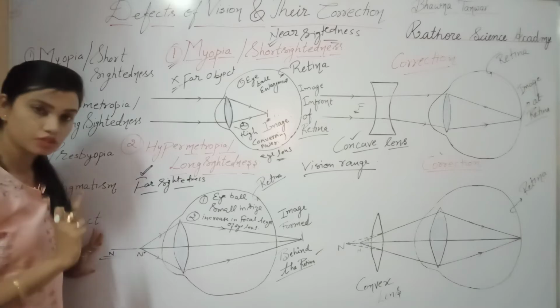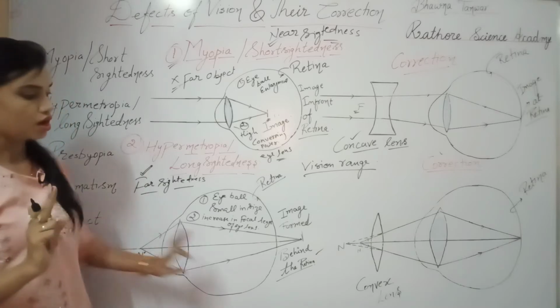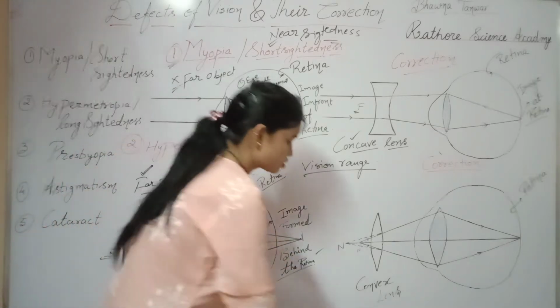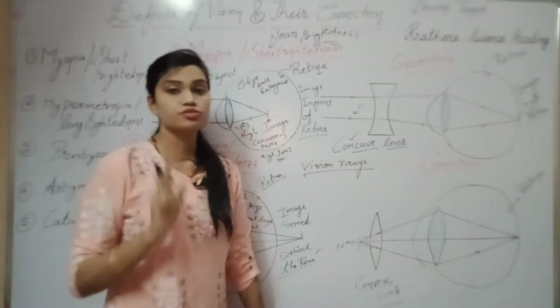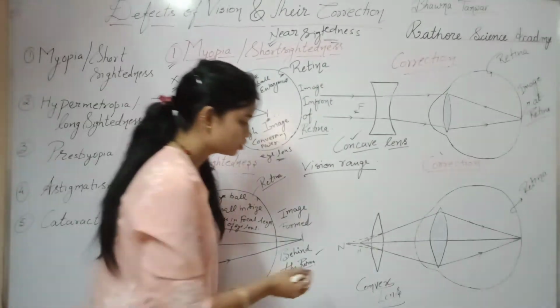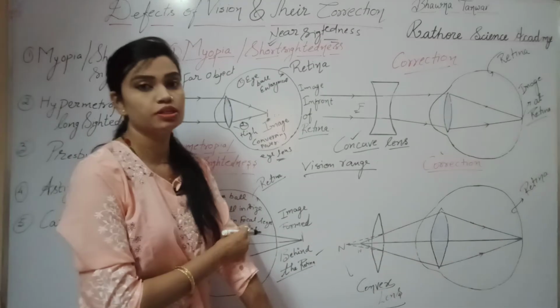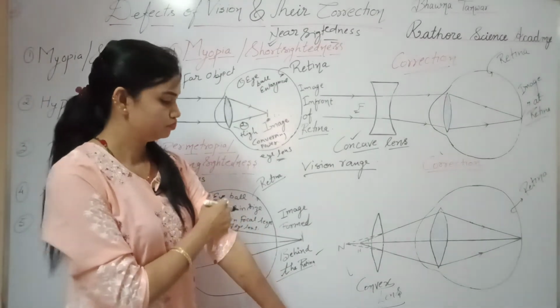So what will we do for that? We will use a convex lens. Yes, in hypermetropia we use a convex lens. Now what happens if we use a convex lens here? So see this.